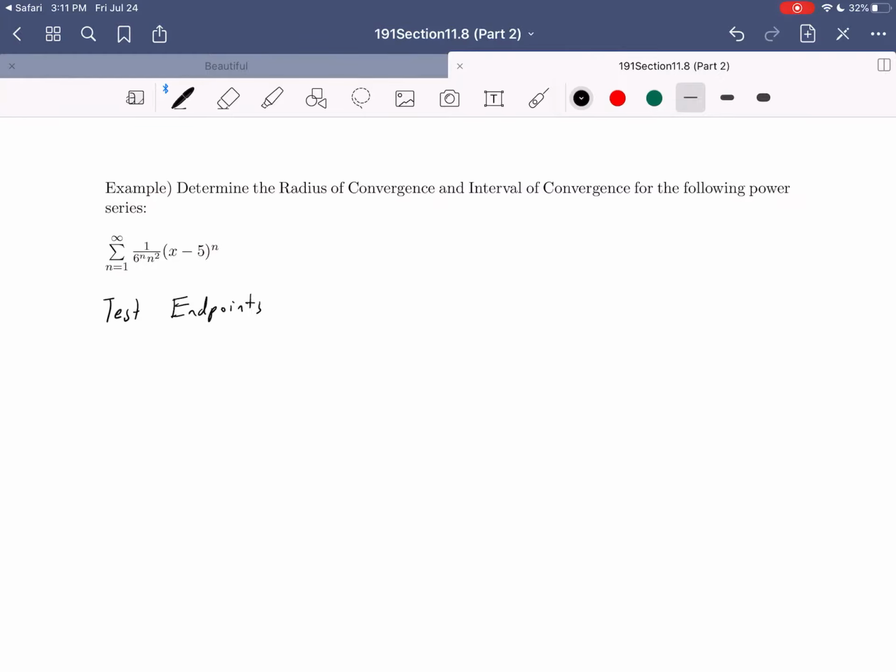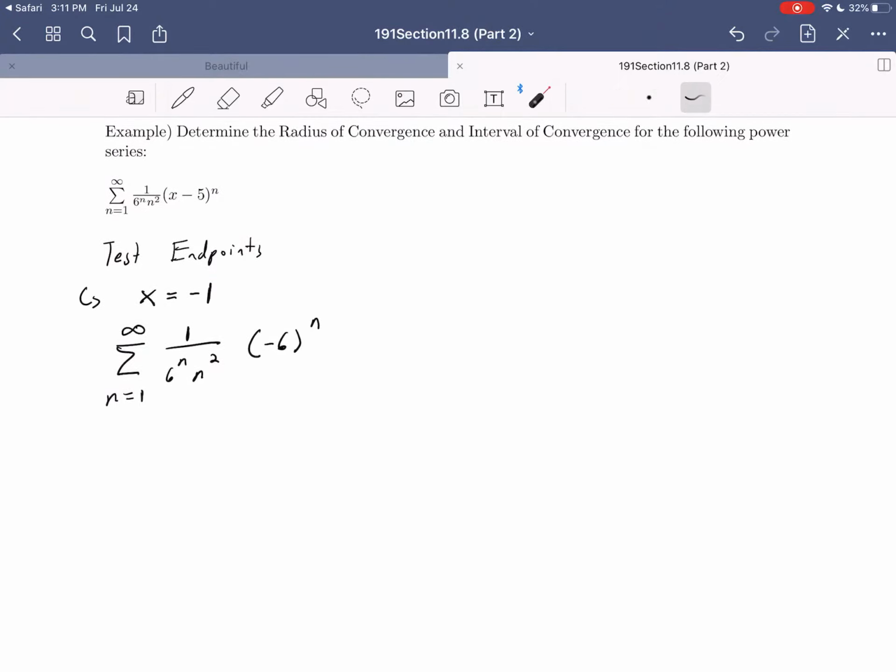It doesn't matter which endpoint we start with, but let's go ahead and start with the lower one, x equals -1. So we'll have the sum from n equals 1 to infinity, 1 over 6 to the n, n squared, times (-1 minus 5) to the n, which is (-6) to the n. Now, when you're doing this, a trick you're going to see over and over again is that whenever you plug in the x, any of the exponential terms should be gone.